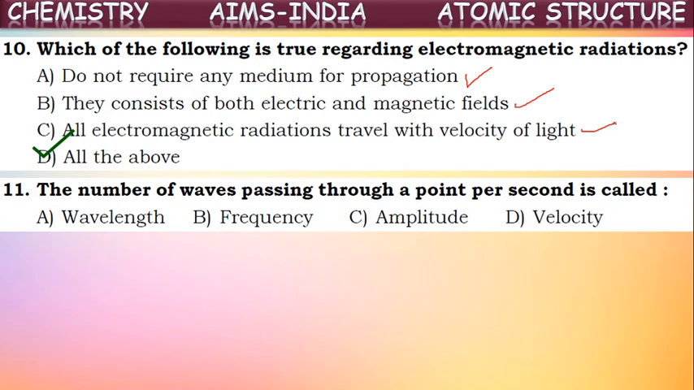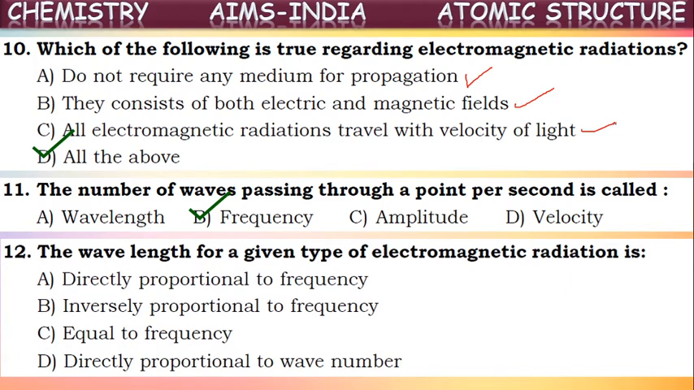Next one. The number of waves passing through a point per second is called. What is it? It is a definition for frequency. The number of waves passing through a point per second is called frequency, nu.